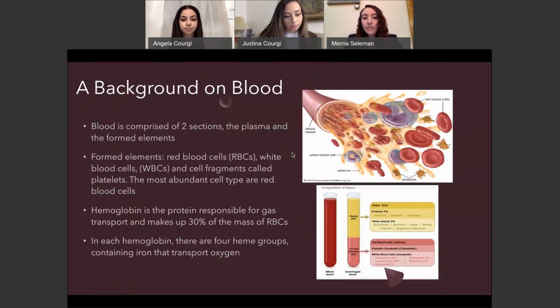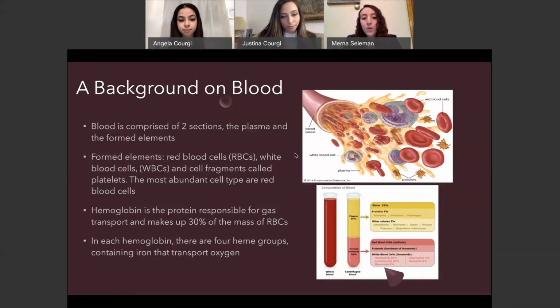So first, we're going to give a brief background on blood. Our blood is comprised of two sections, the plasma and the formed elements. The plasma is the liquid portion, which is made up from mostly water, but contains proteins to aid in transportation and blood clotting. The plasma also occupies 46% to 63% of the blood. The formed elements are made up of red blood cells, white blood cells, and cell fragments called platelets.